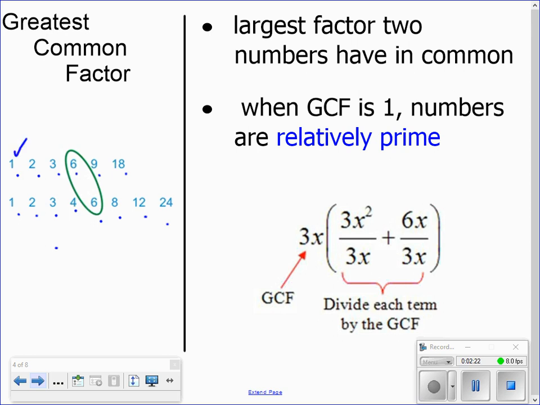So we know that they both share 1, and they both share 2, they both have the factor of 3. Only one has a factor of 4, so that's not common. They both have the factor of 6. And so we see that they have 4 common factors, the greatest of which is 6. So when we're looking at greatest common factor, you're looking at the largest factor that two numbers have in common. We call numbers relatively prime when the greatest common factor between them is 1. This means the largest factor that can be pulled out, the largest factor that they have in common, is 1.